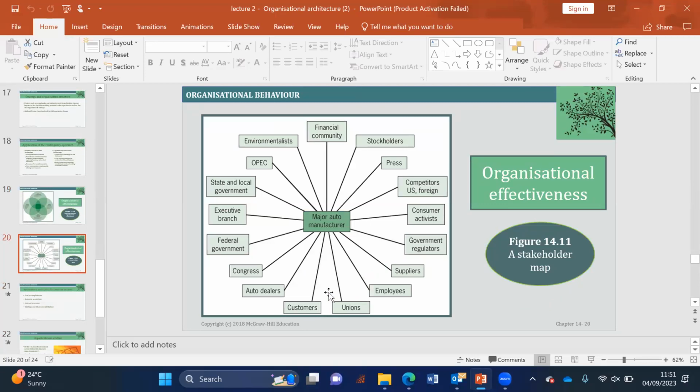Now, when I used the word stakeholders earlier, let's say, for example, a major car manufacturing company has the following stakeholders. Stakeholders is anyone who has interest in the company, anyone who cares, who is being affected by the performance of the company. So that includes environmentalists, stockholders, press, competitors, government, the suppliers, the employees, unions, the actual customers. So you can see there's a lot of stakeholders for one company. This was all for organizational architecture.